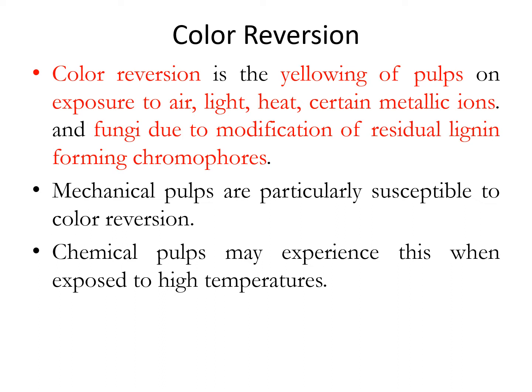In mechanical pulping, the lignin is altered. In bleaching, lignin is getting altered rather than separated. So the chances of color reversion are more in the case of mechanical pulps. But for chemical pulps, the chances of color reversion are less, as you remove the lignin rather than just altering it. But there is a possibility of color reversion of chemical pulps also at high temperatures.